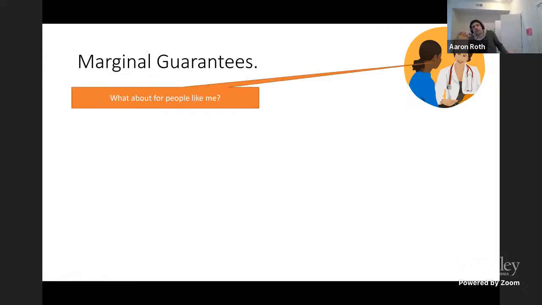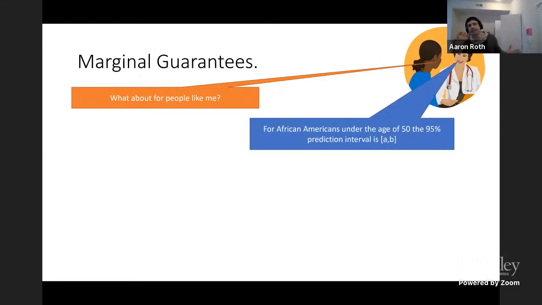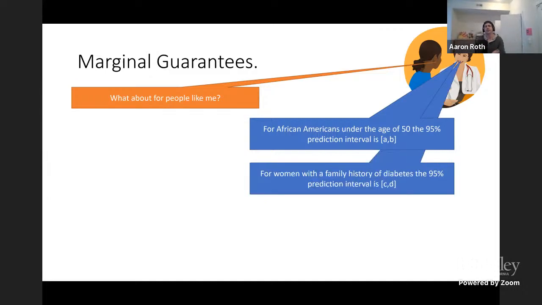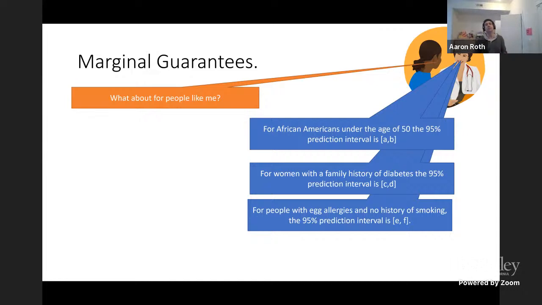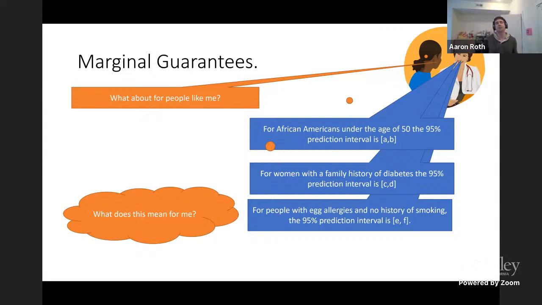And so she could say, well, what about for people like me? And maybe different studies have been run. And so the doctor could look up some medical studies and say, well, okay, for African Americans under the age of 50, the 95% prediction interval is from A to B. And for women with a family history of diabetes, the 95% prediction interval is from C to D. And for people with egg allergies and no history of smoking, the 95% prediction interval is from E to F. And note that these are not disjoint groups. So it could be that our patient is a member of all of these groups, and consistent with the guarantees of a 95% marginal prediction interval might be that, for example, A to B is entirely disjoint from E to F. So it's not at all clear how to interpret things like this.